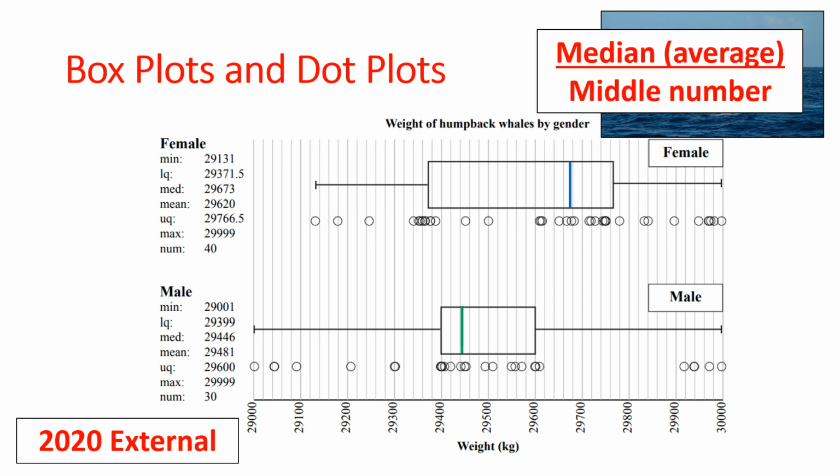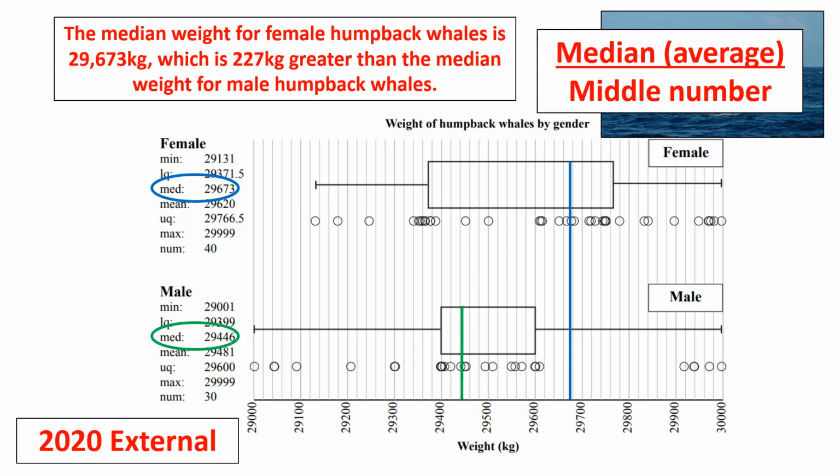All right, well, the first thing to think about is the median, the average called the median. It's the middle number, and it's the middle line in the box plot. If we got the female data down, we could read off the scale, or we could just look at the statistics. And therefore we could do the same for the males, and we could write the following sentence. The median weight for female humpback whales is 29,673 kilograms, which is 227 kilograms greater than the median weight for male humpback whales.